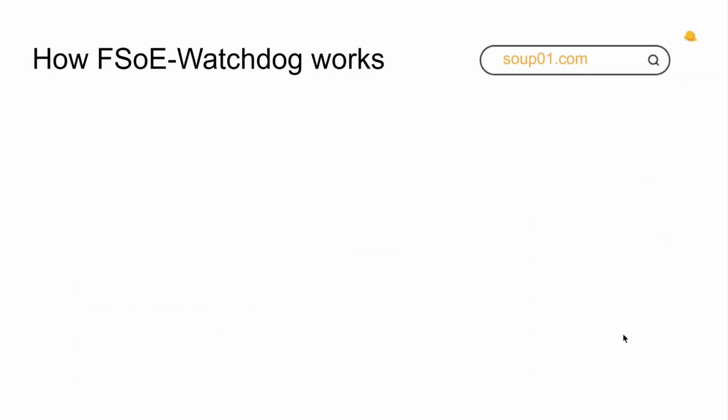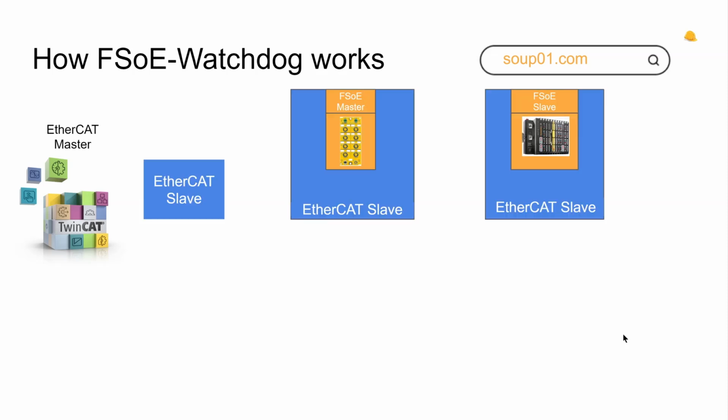And I would like to talk a little bit about the FSoE watchdog. Just imagine you have an FSoE master, an EtherCAT master in here. Then you have an FSoE slave, and you have an FSoE slave with an FSoE master. Then you also have an EtherCAT slave that has an FSoE slave. So the frame should flow over like this.